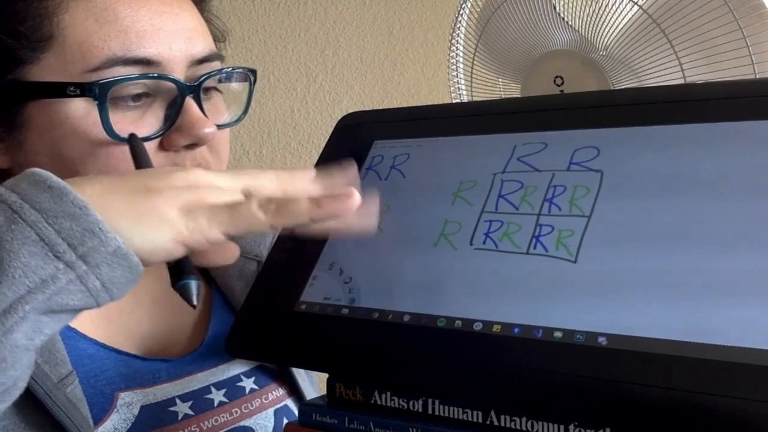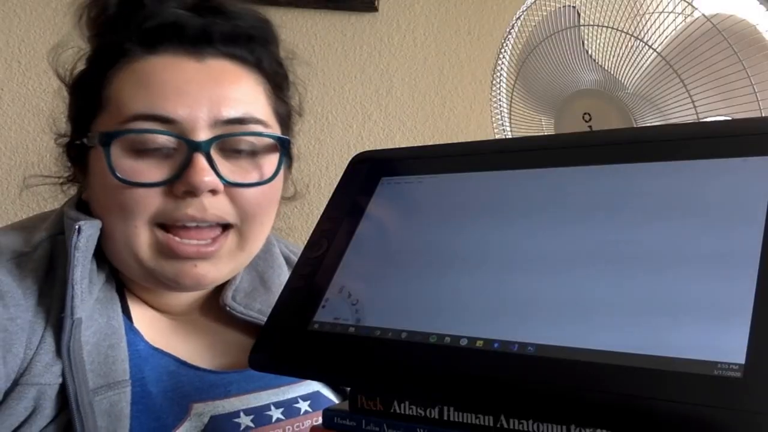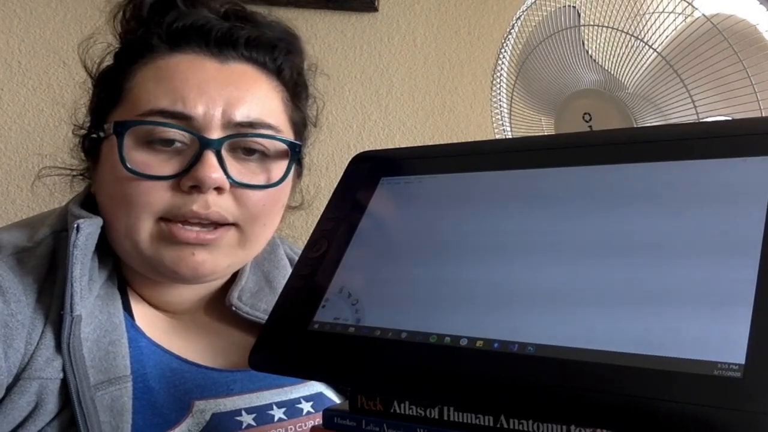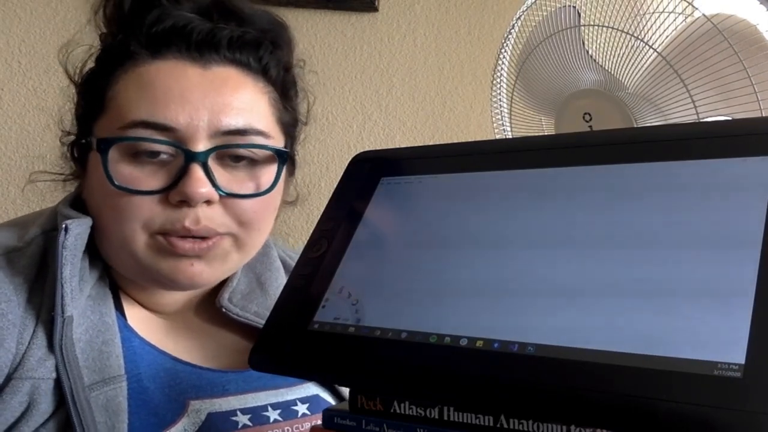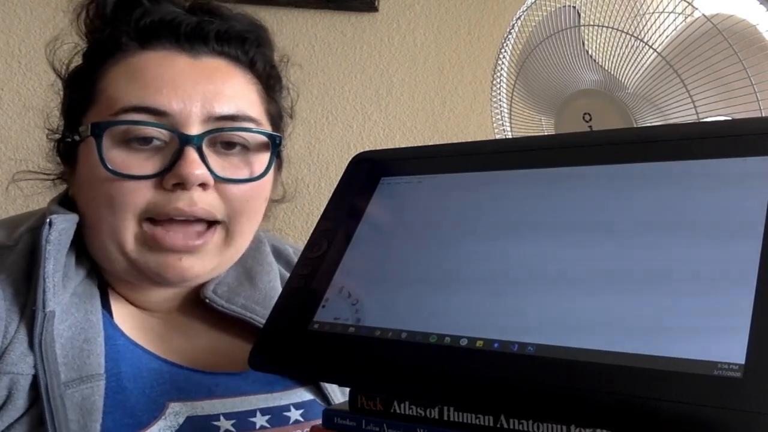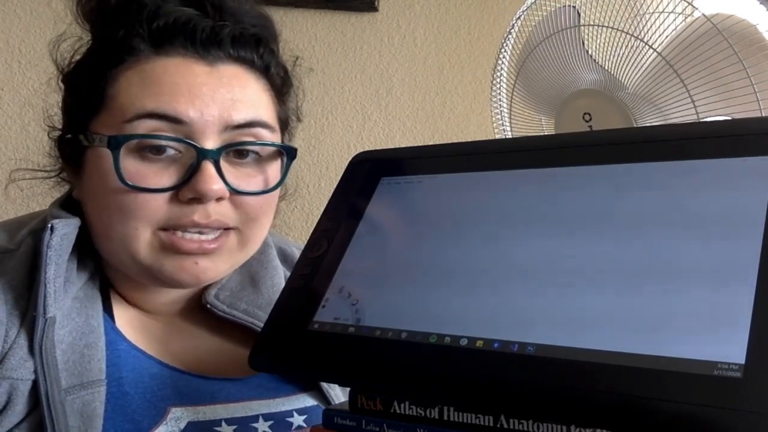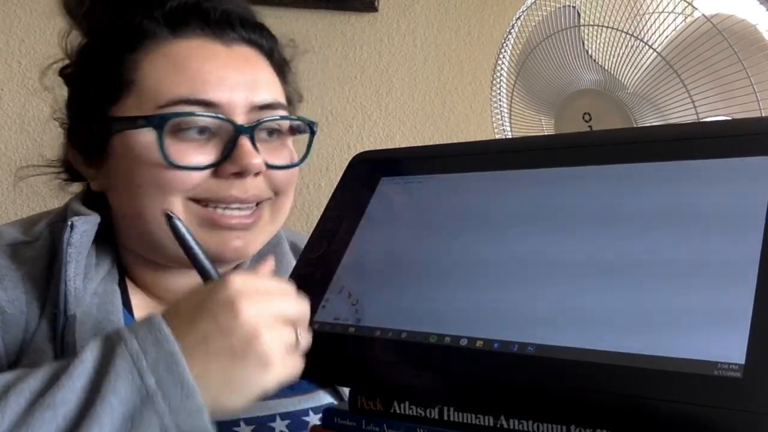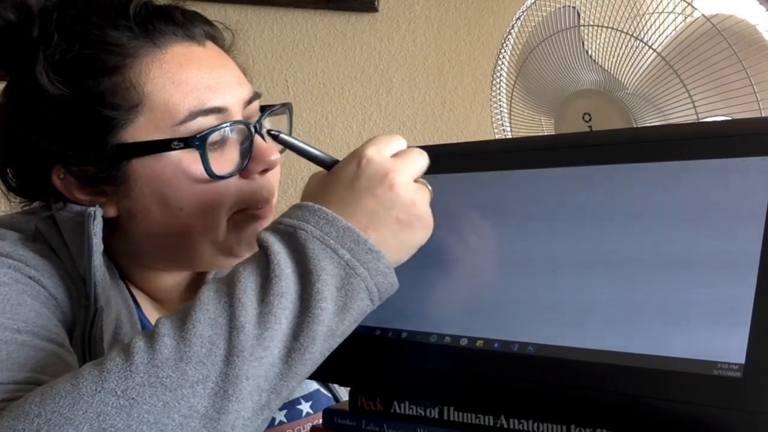All right, friends, let's clear that board. Now that we understand how to make a Punnett square, we want to understand why these Punnett squares are helpful and what they can help us better understand. So let's look at Gregor Mendel's pea plants. We're going to be looking at plants today. Well, not literally, but we're going to use plants as an example.